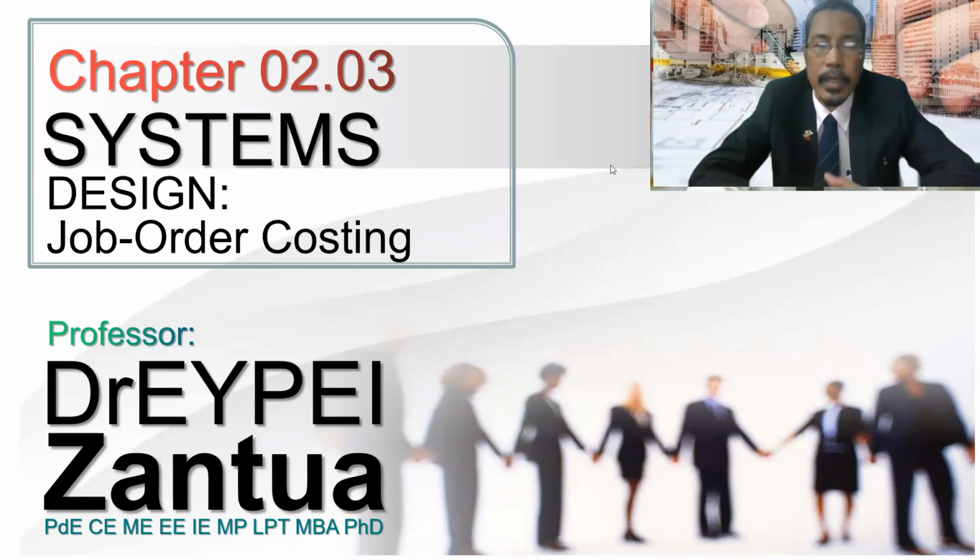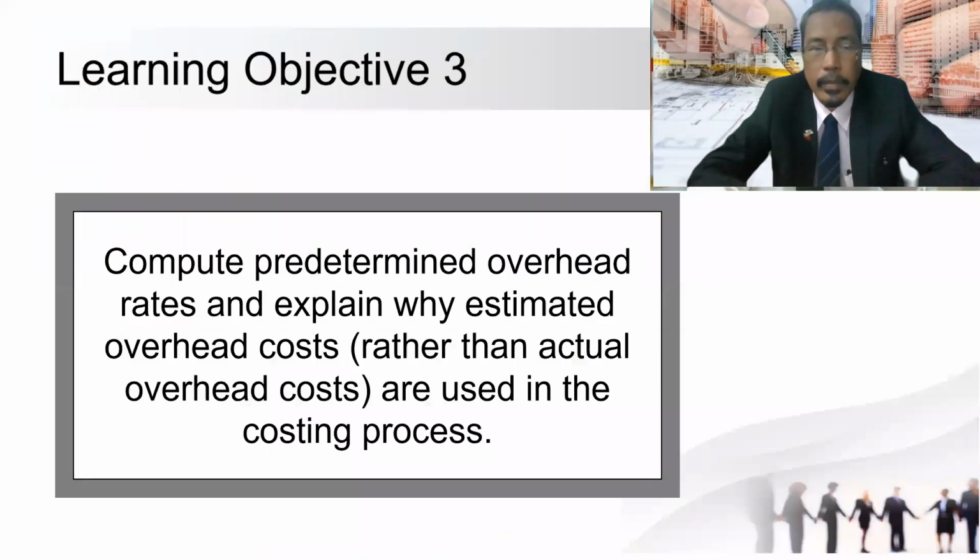In this chapter, we are discussing Chapter 2, Systems Design, Job Order Costing. We are in Module 3 currently. Our goal for this video is to be able to compute predetermined overhead rates and explain why estimated overhead costs are used in the costing process rather than the actual. So we are just going to use the estimate.